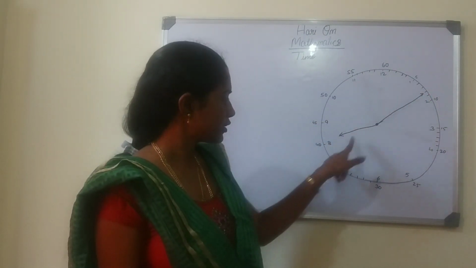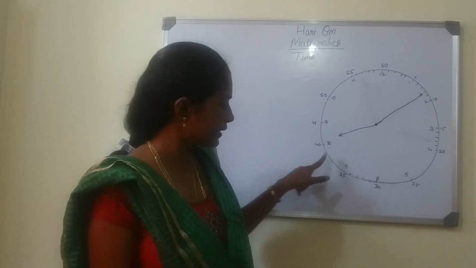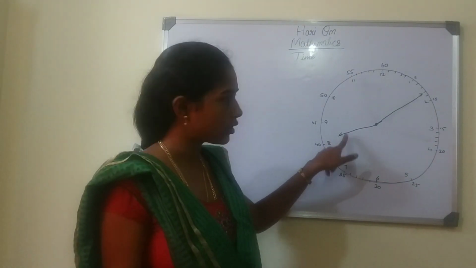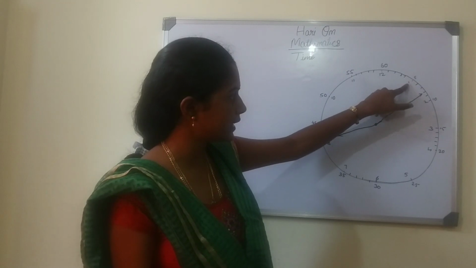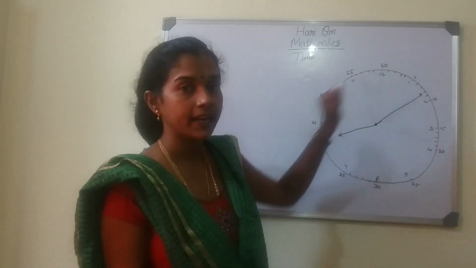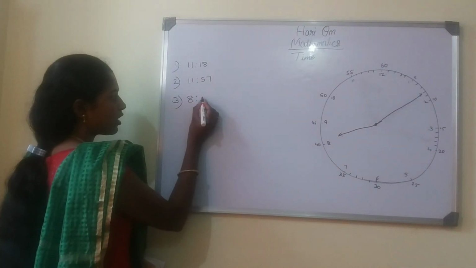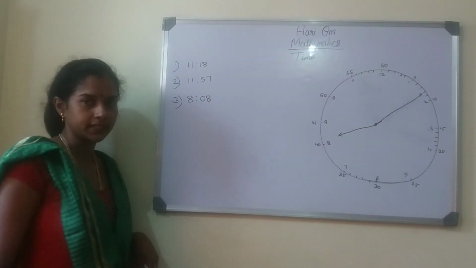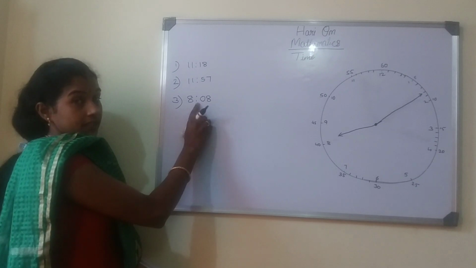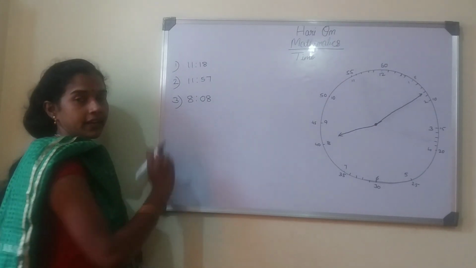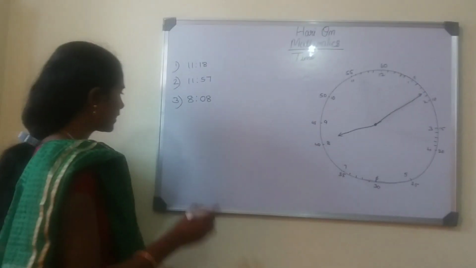What is the time? So it is 8 o'clock. The short hand is at 8. So it is 8 o'clock, and how many minutes? After 5 minutes, it is 6, 7, 8 minutes. Understood, children? It is 8 o'clock, 8 minutes. Okay, 08 is 8. So 8 o'clock, 8 minutes is the time.